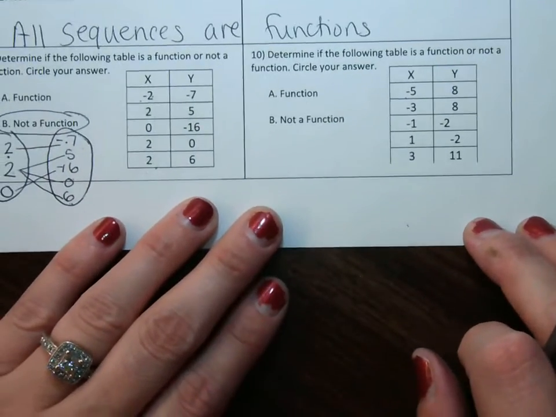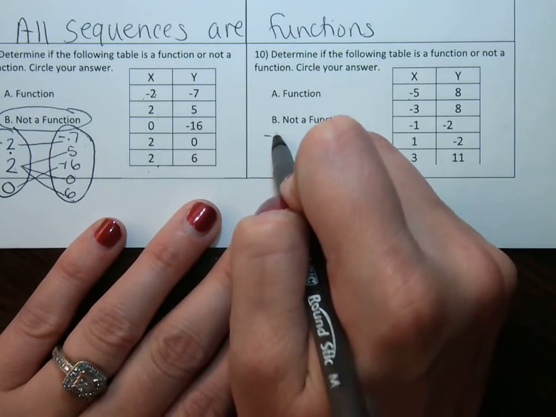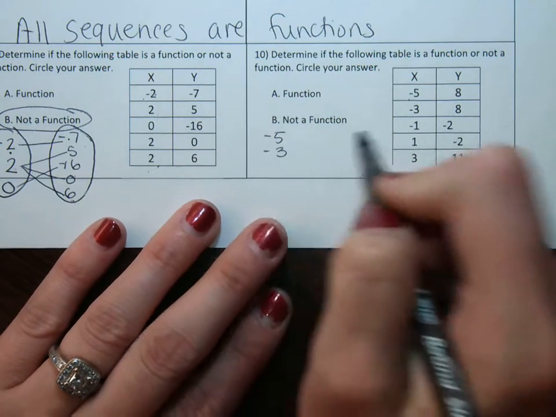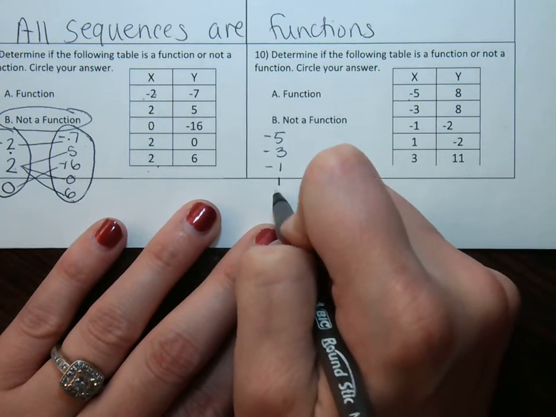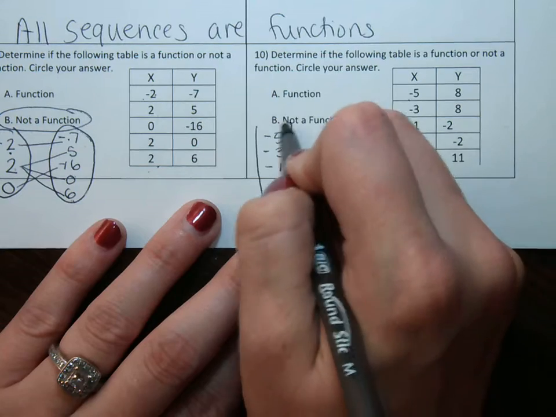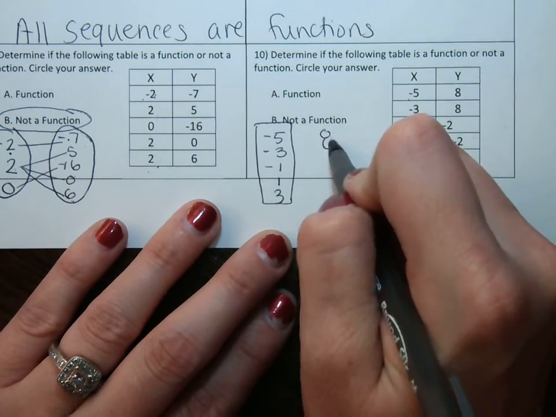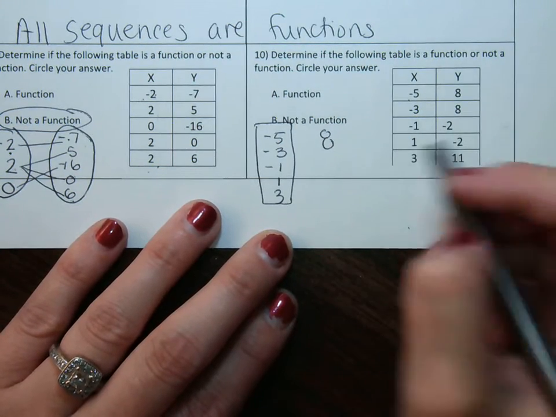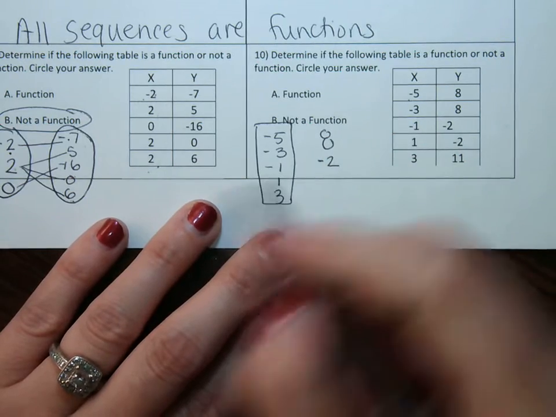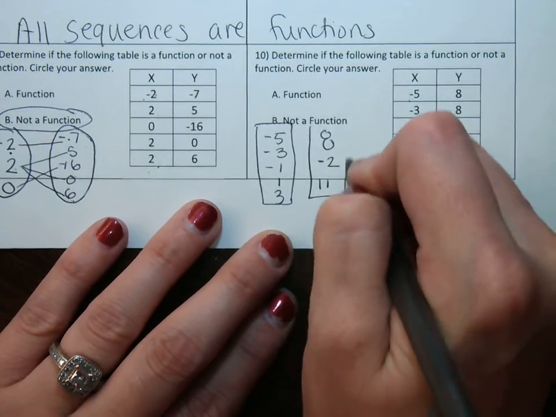Alright, same thing on number 10. We're going to map it out. We're going to write down my x's or my inputs. -5, -3, -1, 1, and 3 are my inputs. And my outputs are 8. Again, we don't have to repeat that since we've already written it down. 8, -2, and 11.